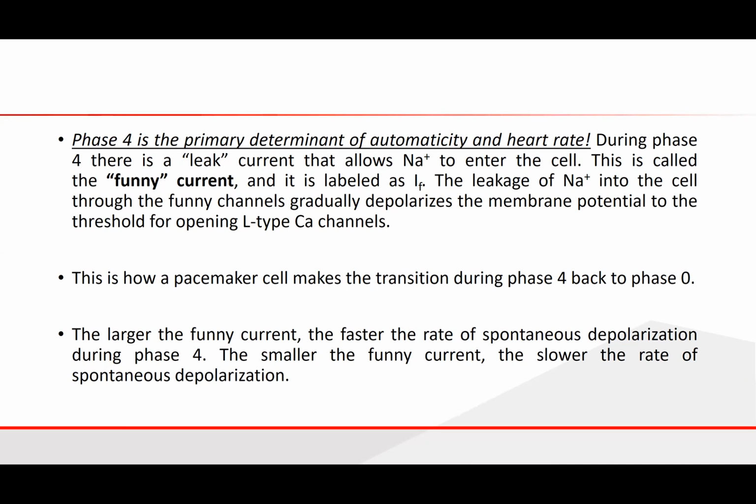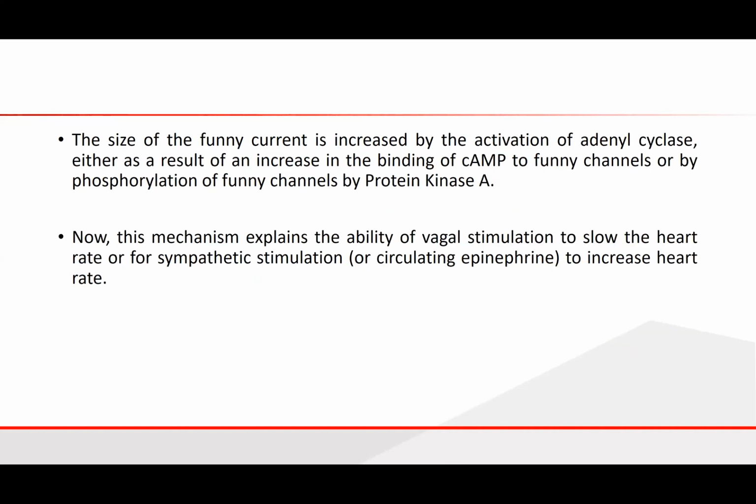The larger the funny current, the faster the rate of spontaneous depolarization during phase 4. The smaller the funny current, the smaller the leakage of sodium during this phase, the slower the rate, the less is the automaticity of the cell. And this will explain to you how the vagal tone and the sympathetic stimulation control, increase and decrease the heart rate. The funny current is increased by an activation of adenyl cyclase, or by increasing the binding of cyclic AMP to funny channels, or by phosphorylation of funny channels by protein kinase A.